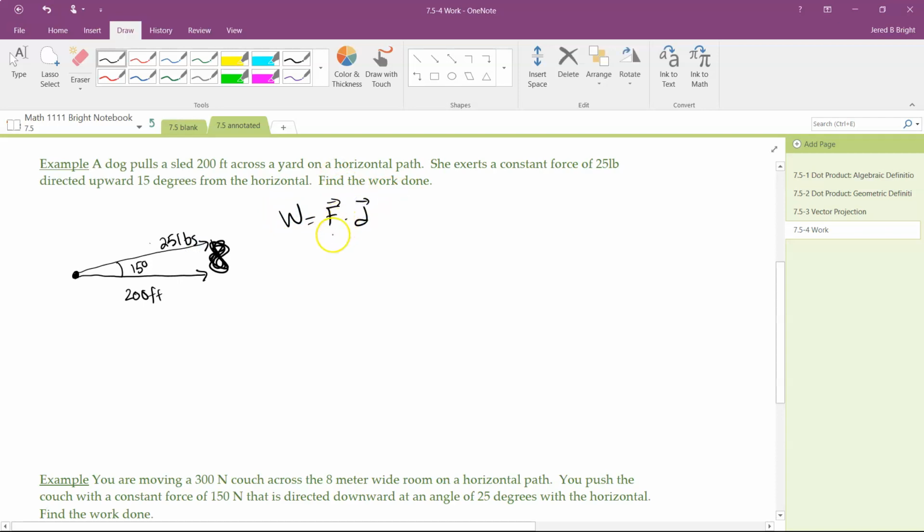Now, I could represent each of these in component form, and I'm going to do it two ways. It so happens that it's easier to do it one way rather than the other. When we do the force vector, this force is going to be 25 cosine of 15 degrees and 25 sine of 15 degrees. And then we dot that with the displacement vector, which is just going to be 200, 0, because you're going 200 in the x direction, nowhere in the y direction.